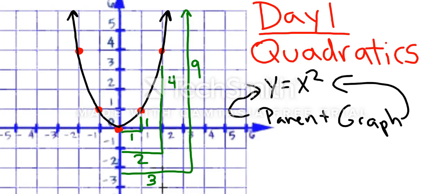So quadratics, they have a certain pattern that they grow by. In this graph here, where it starts at 0, 0, where the vertex is at 0, 0, that's what we call our parent graph. This is like the simplest quadratic function that we could graph. So from our vertex, hopefully you guys see that, when we go over 1 from our vertex, we go up 1. And then when we go over 2 from our vertex, we end up going up 4. And then when we go over 3, we go up 9 to get to our next point.